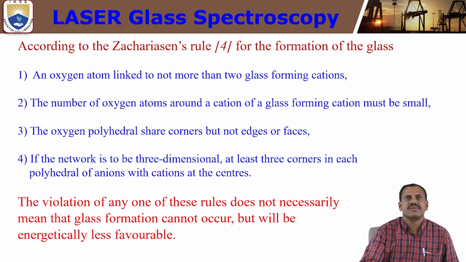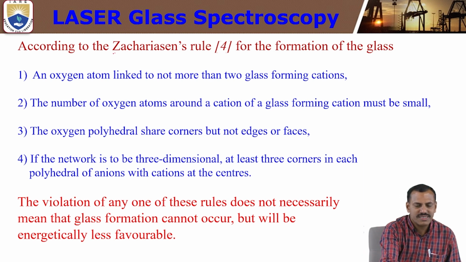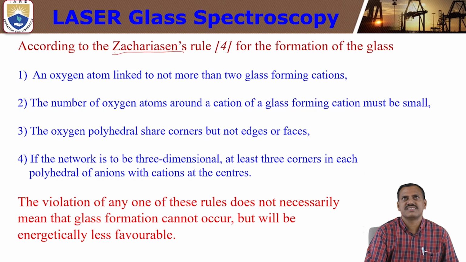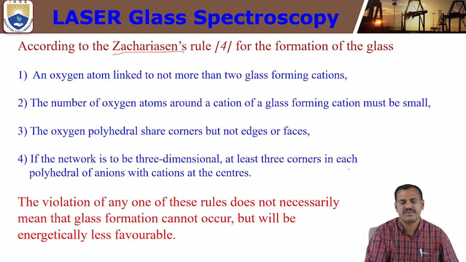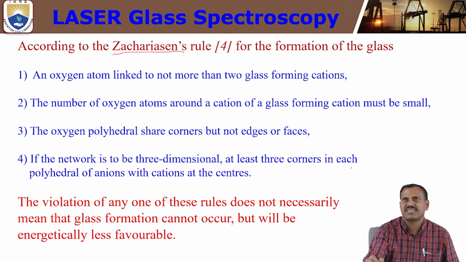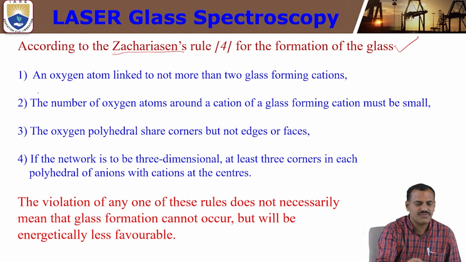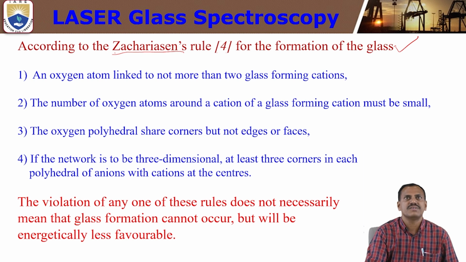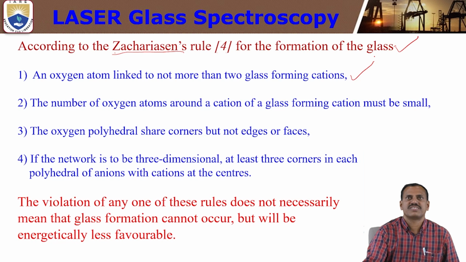Next, coming to the formation of glass. This is very important. According to the Zachariasen rule, there are four important rules for the formation of a glass structure or glass system. The first rule is that an oxygen atom is linked to not more than 2 glass forming cations.